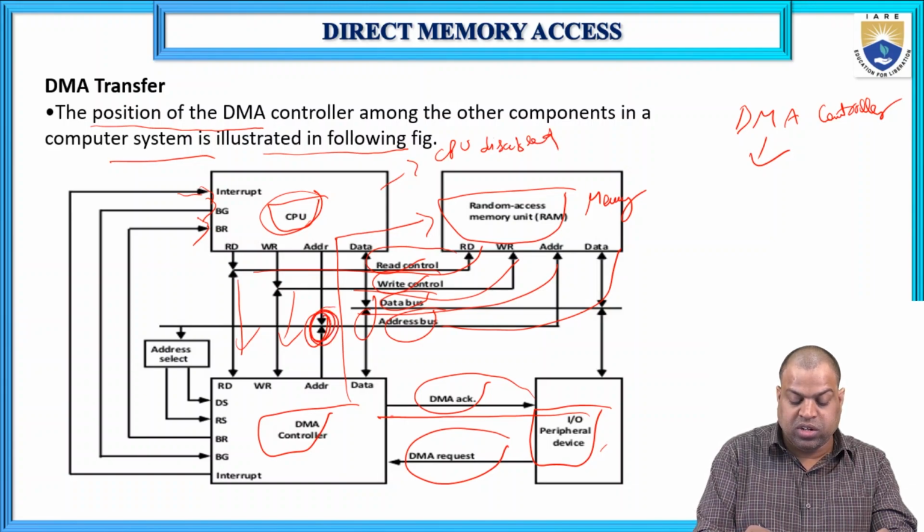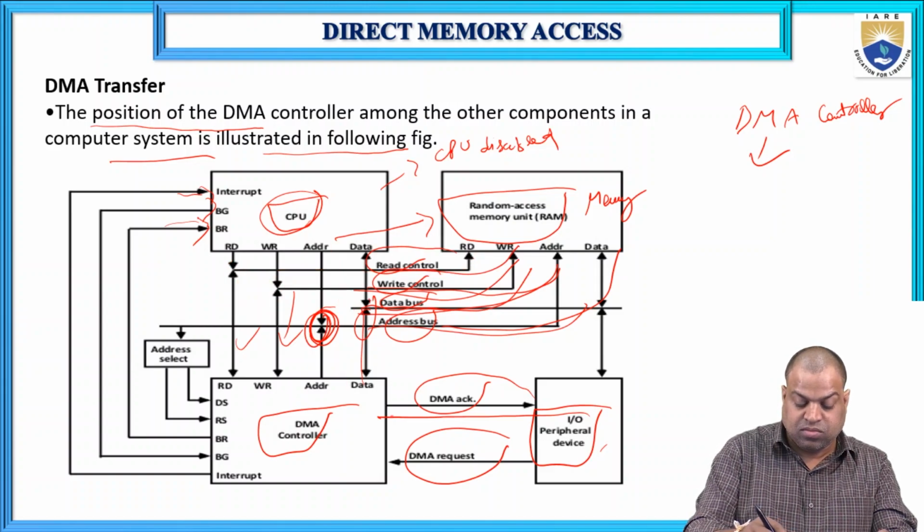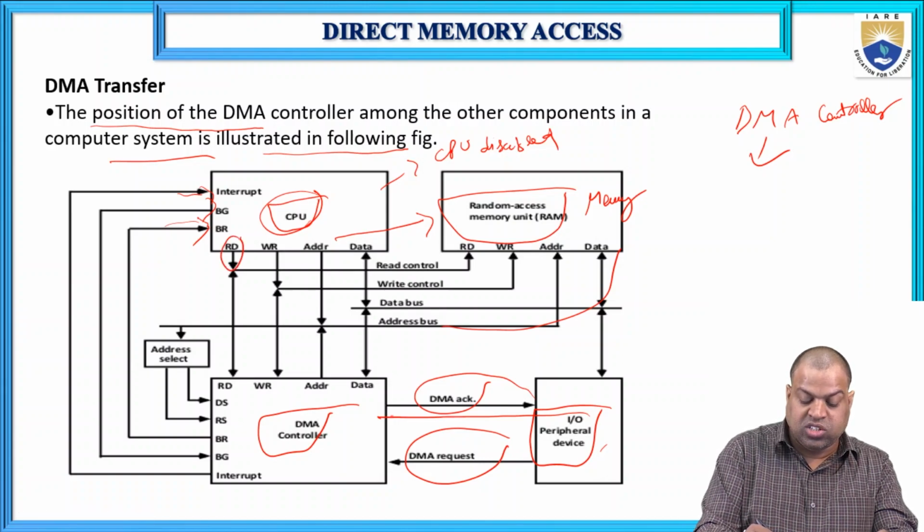But suppose I have no need of the CPU. If the CPU is disabled, then this will be disabled. So what are the lines where we disable? Without the CPU, we give the information directly to the data bus, address bus, and read and write. So this should be disabled.